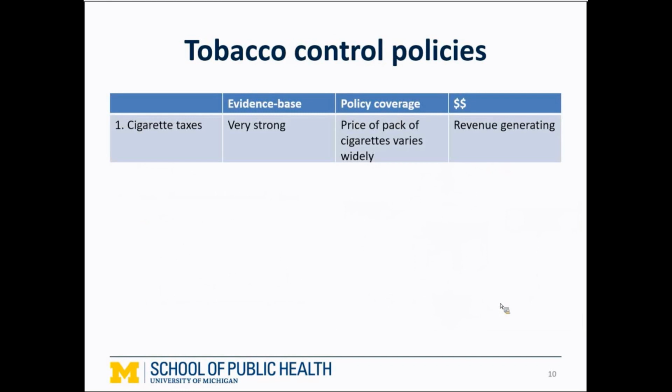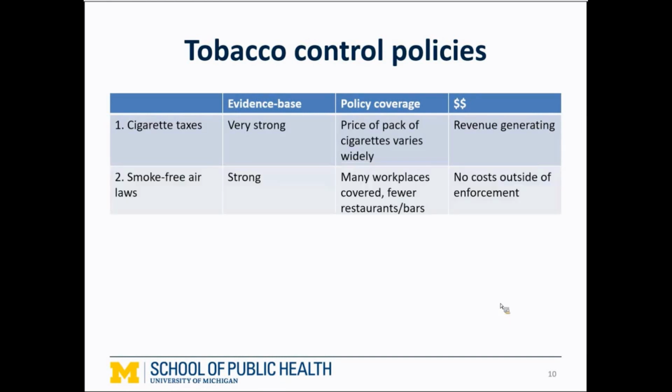The second policy we modeled was enforcing and expanding clean air laws or smoke-free air laws. These are also shown to be strong and effective tobacco control interventions. They also come at almost no cost to states. And depending on where you are in the US, some states have greater smoke-free air law coverage than others.